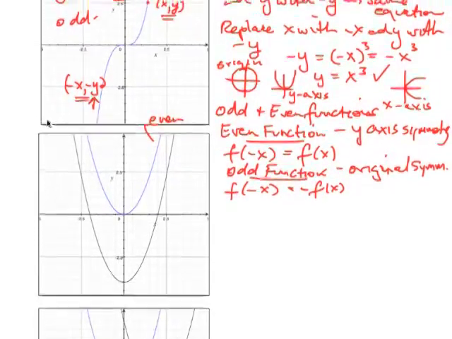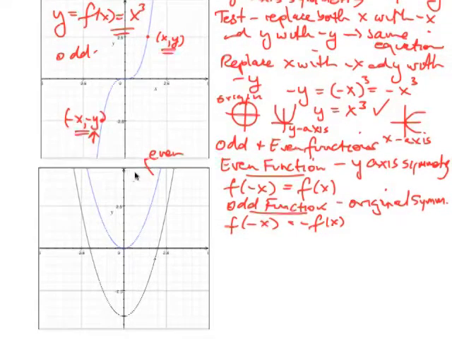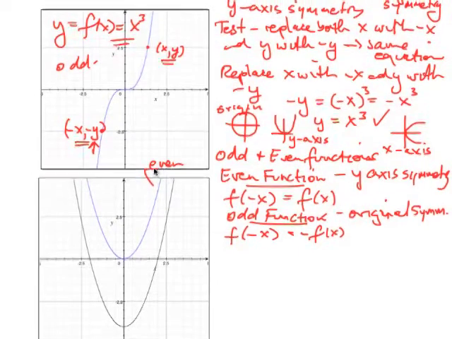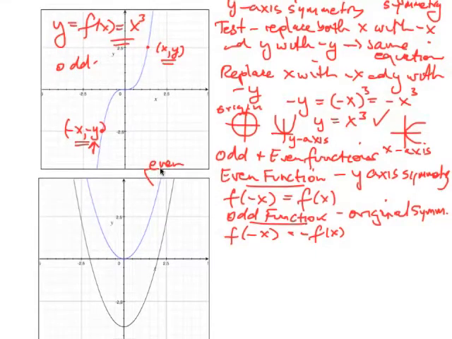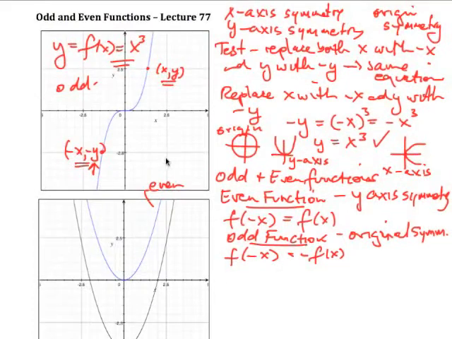Now the interesting thing is that if I have a polynomial function and all the exponents are odd, then it will be an odd function. If I have a polynomial in which all the exponents are even, and we'll count 0 as being even, then it will be an even function. If it has a mixture of odd and even exponents, then it will be neither odd nor even.